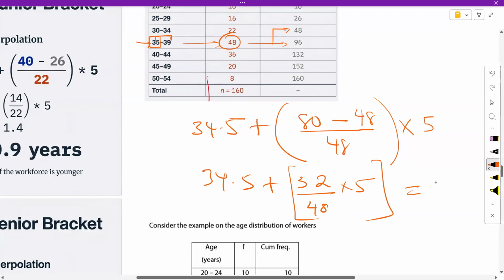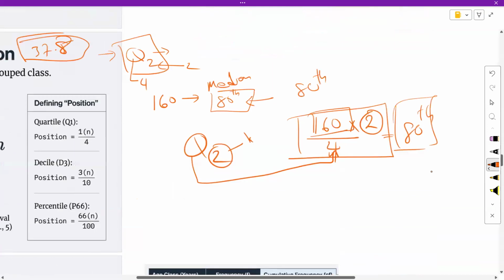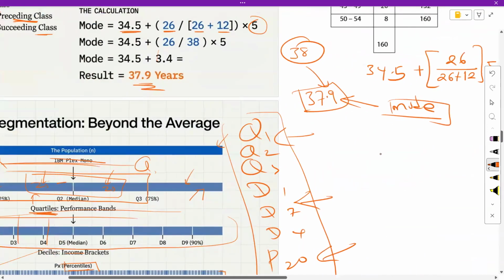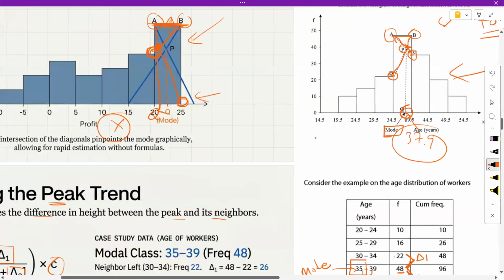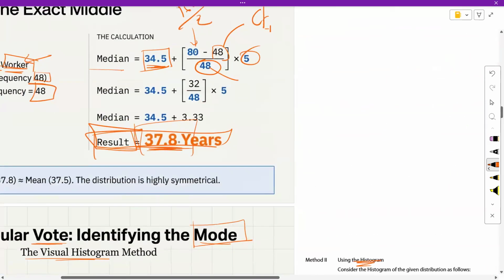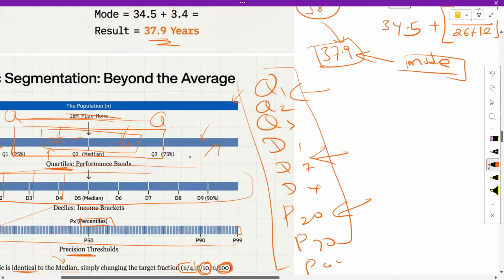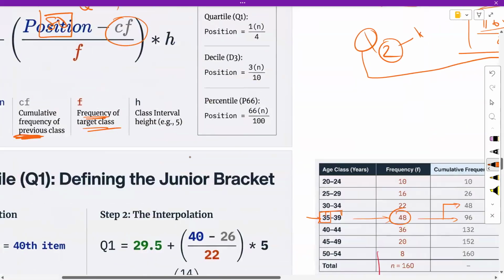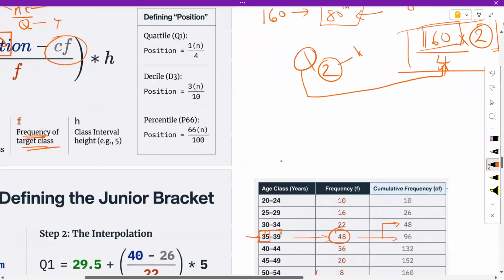It's equal to 37.8. Same answer you got earlier. Okay, 37.8. Right. In the same logic, we identify Q1.